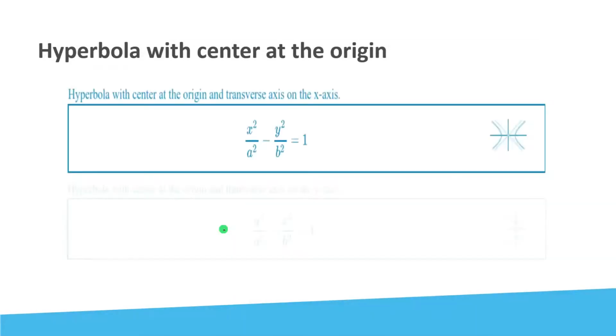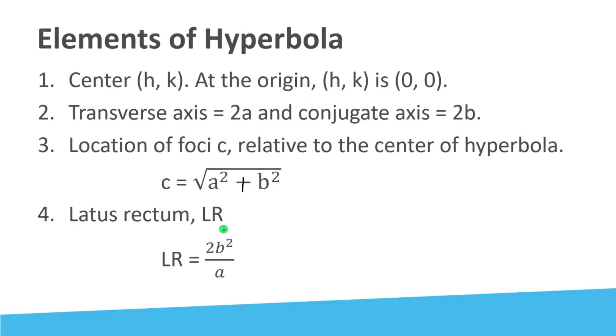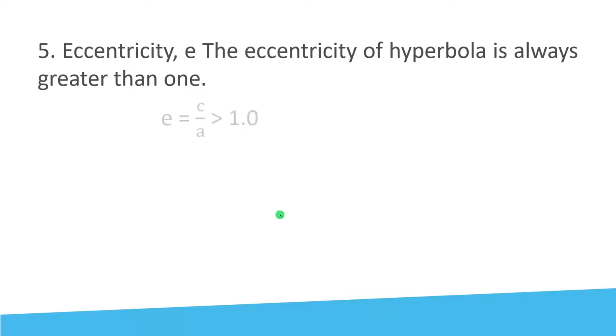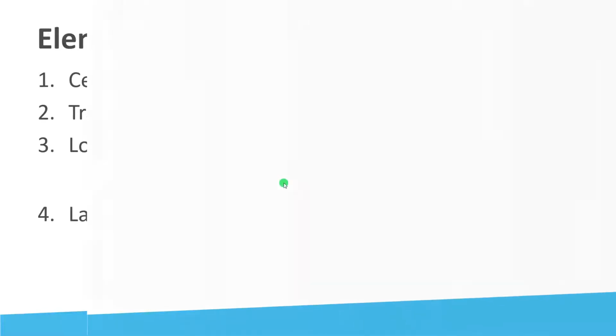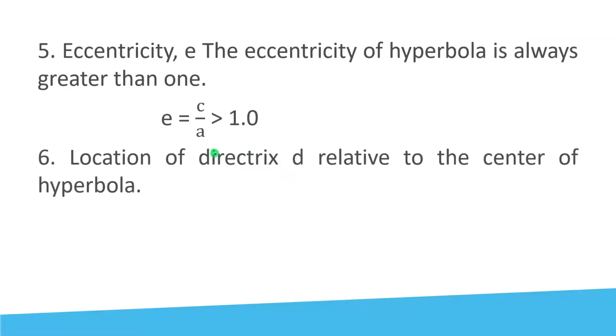So, again, go back. Latus rectum, same formula as of ellipse. Actually, the majority of the formulas that we can use in determining the latus rectum and eccentricity are just the same as the ellipse, only that c here should be plus, unlike in the ellipse, where we have a squared minus b squared. So take note of that. Your eccentricity should be greater than 1. Then the location of the directrix d, same formula as ellipse.